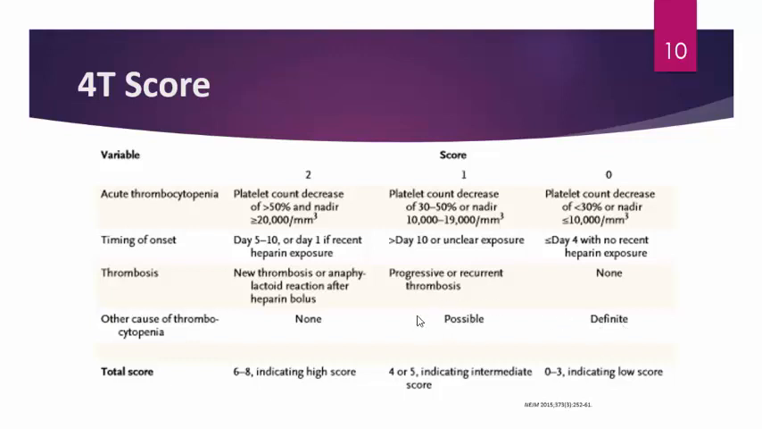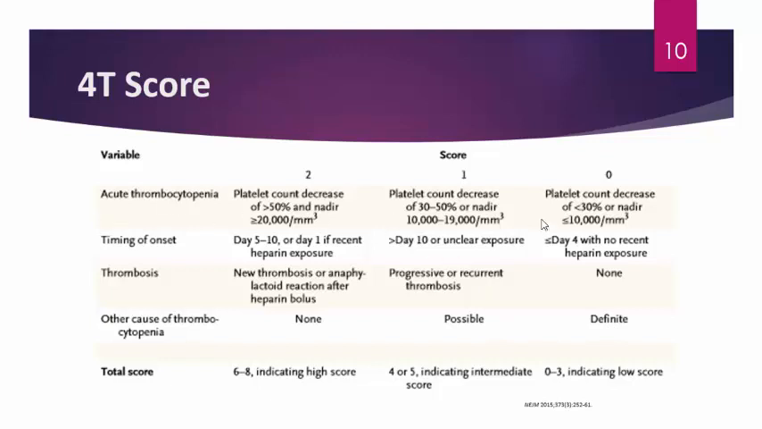If you have a possible cause of thrombocytopenia, it's 1 point. And if you have no other causes of thrombocytopenia that can be identified, it will be 2 points. This one is a little bit harder to identify in terms of what is possible and what is definitive. Essentially, I don't want you to get burned out too much over these terms of possible versus definitive. I'll give you a little bit of guidance whenever we get to the actual application exercises about what is possible and what is a definitive cause of thrombocytopenia.